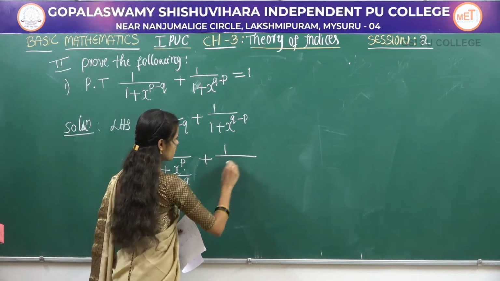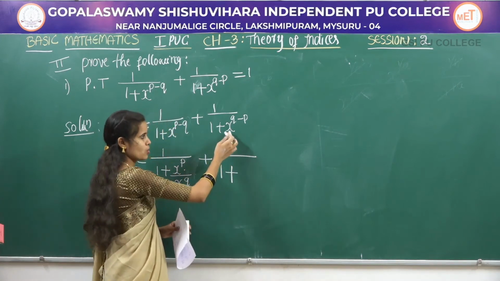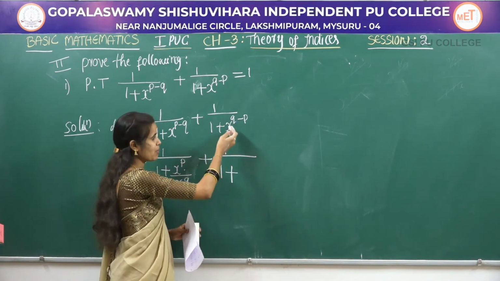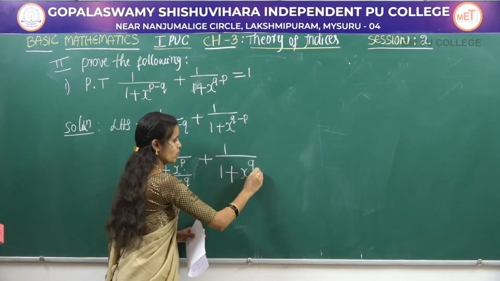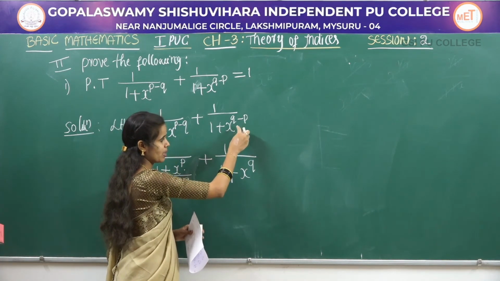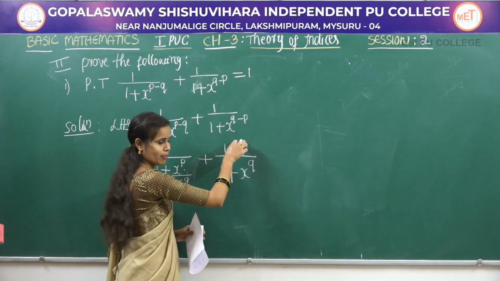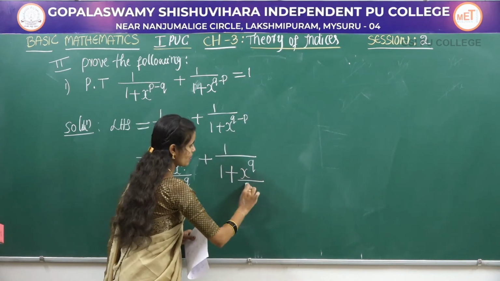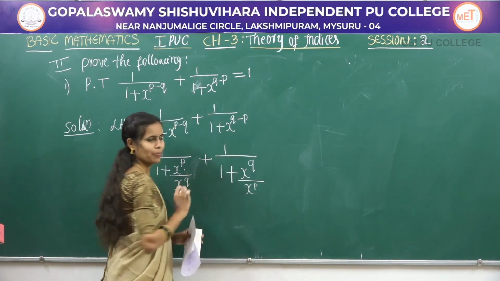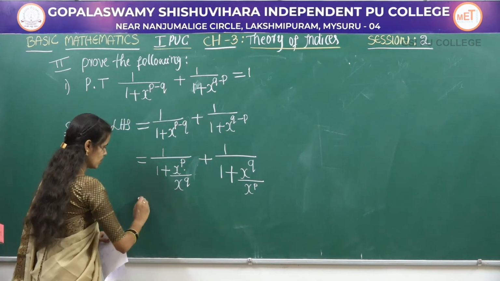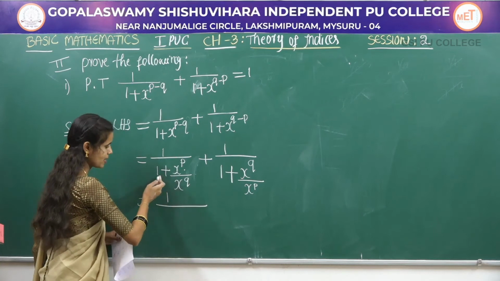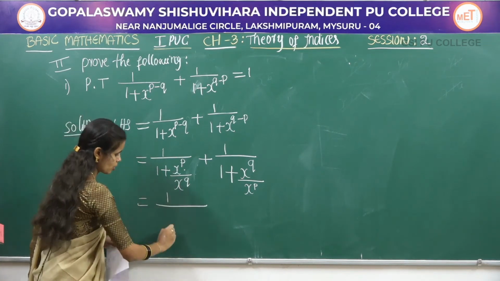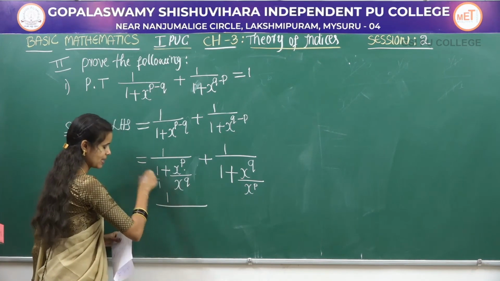Plus 1 by 1 plus, here also x to the power of q minus p can be written as x to the power of q into x to the power of minus p. Take x to the power of minus p into the denominator, it becomes x to the power of plus p. Okay. Now add these two terms. Write 1 as it is in the numerator. In the denominator, here we have a fraction. So find the LCM for the denominators.